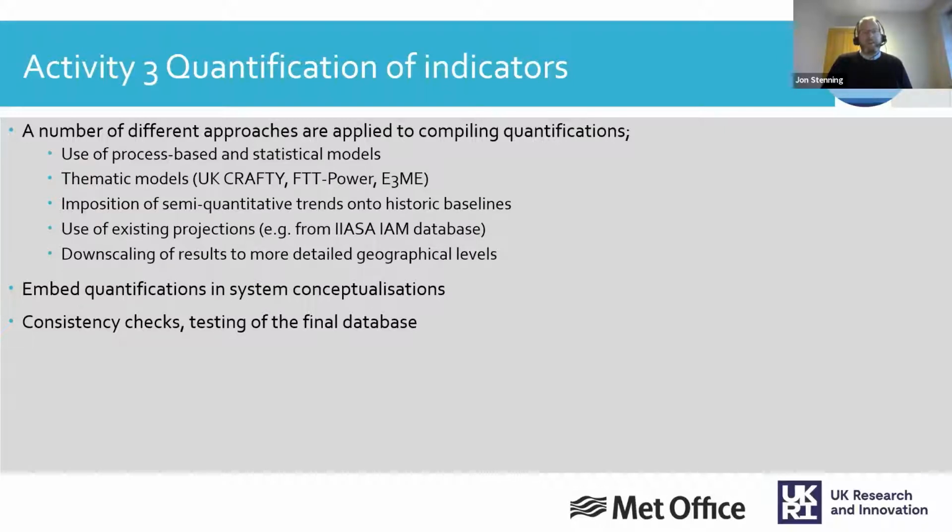In other areas, we've taken the semi-quantitative trends and we've used those to turn them into hard numbers, if you like, through applying those semi-quantitative trends to historical baselines. So taking the historical data, applying this scale, agreeing what our 1 to 7 scale means in terms of specific growth rates, and using that to quantify some of those series. And as I said, using existing results such as the IIASA database and models to downscale.